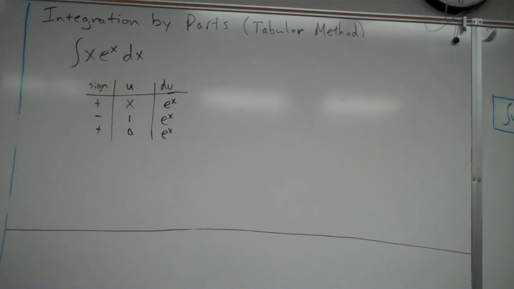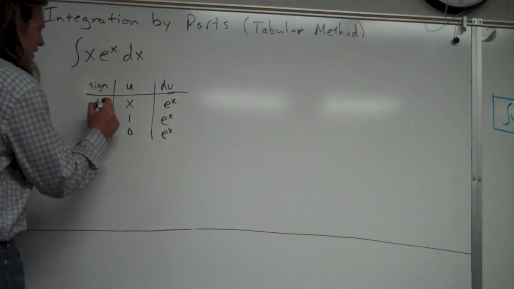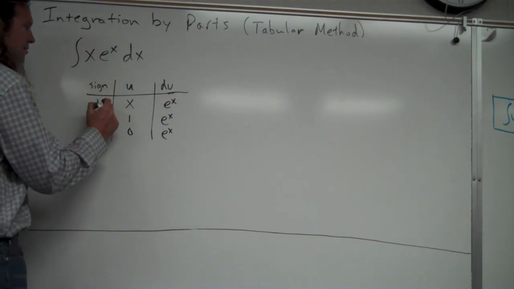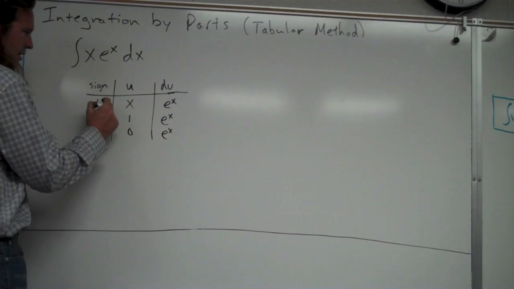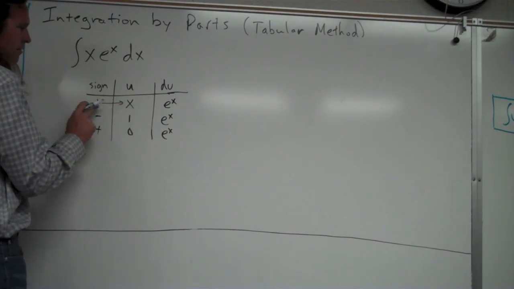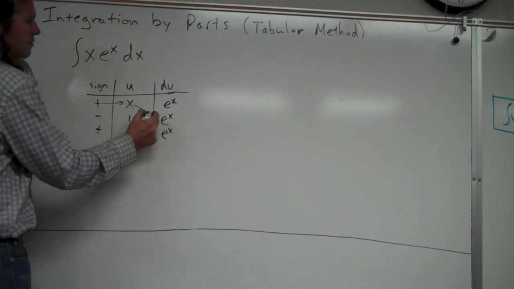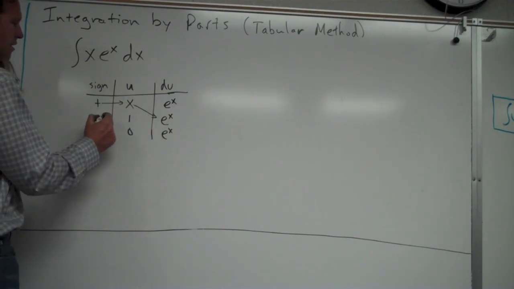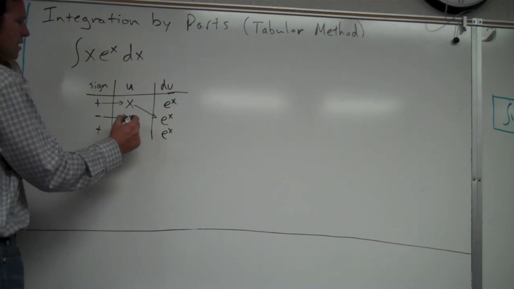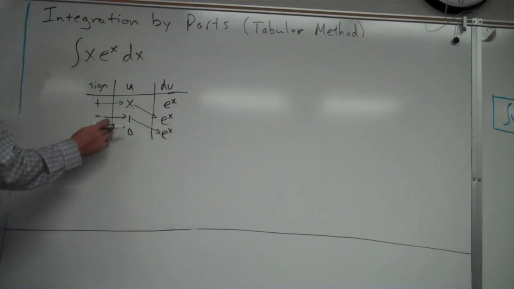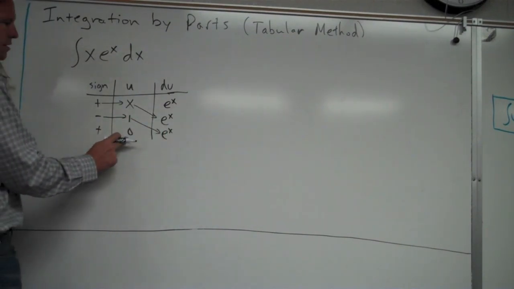And this is how it works. You kind of connect them in this fashion right here. So the sign will tell you, okay, you go to this one. Well, it doesn't tell you which one you go to. You go straight across to the u, and then down to the dv. And then go down to the next one, straight across, and down. And then you're done. You don't go to the last 0.